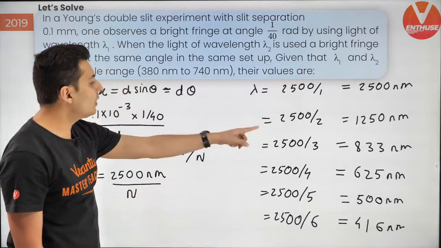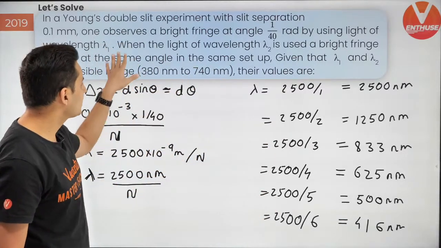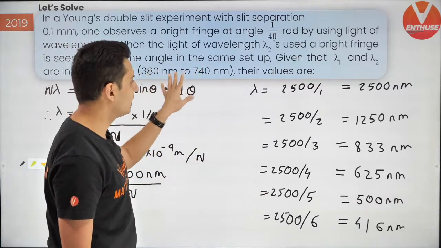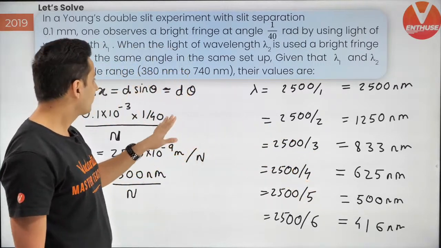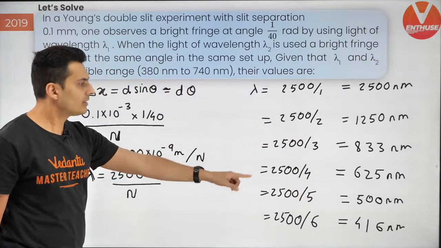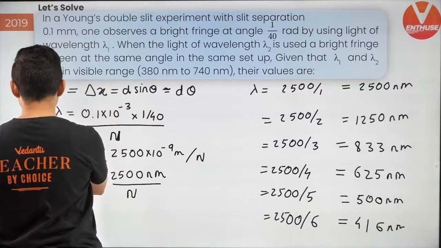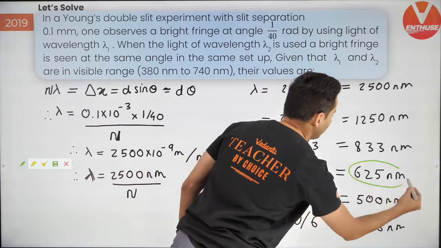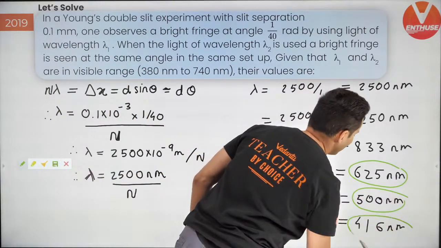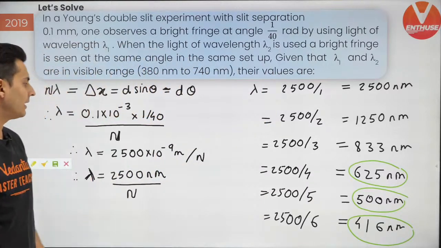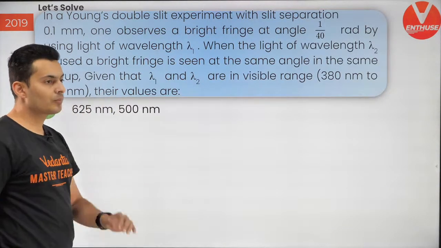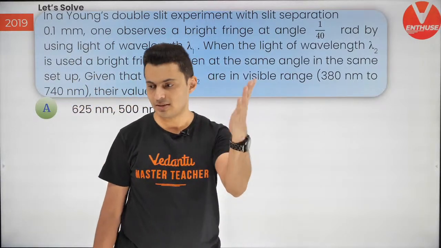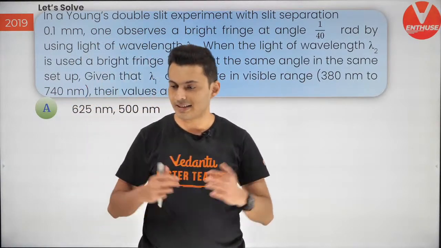So do you see which of them fall under this range? I think only a few of them are falling under this range. 625, 500 and 416. These are the only 3 wavelengths under that range. So that's it. Choose the options based on that. Only 2 of these wavelengths are in the given options. That's the answer. Excellent.